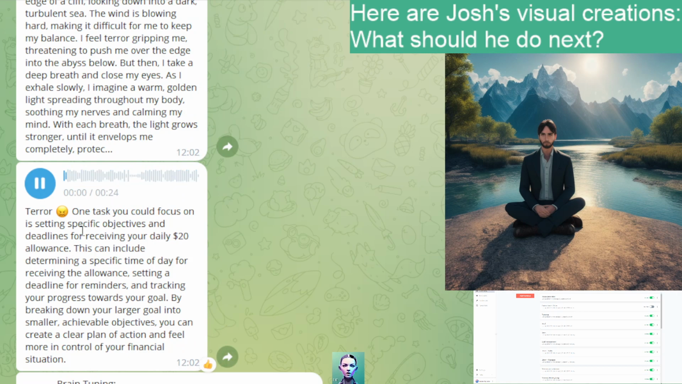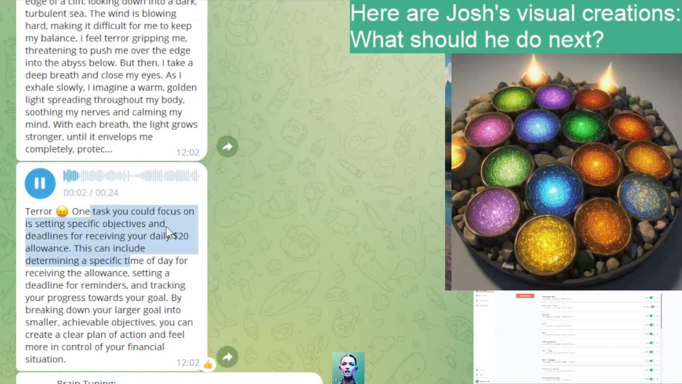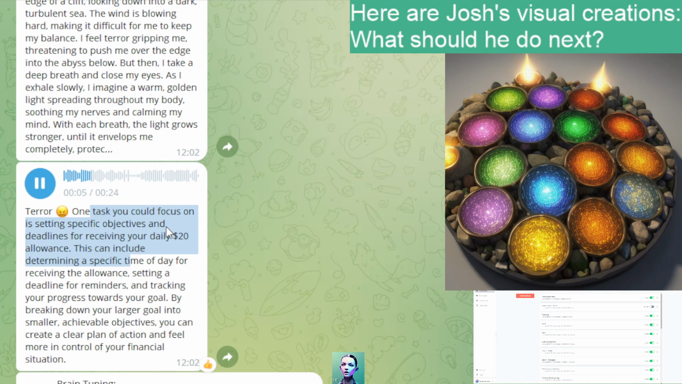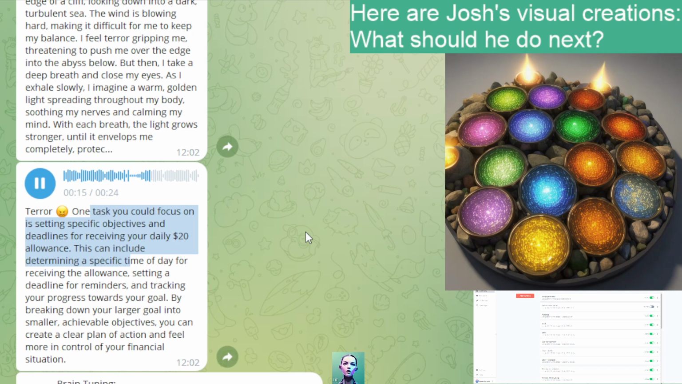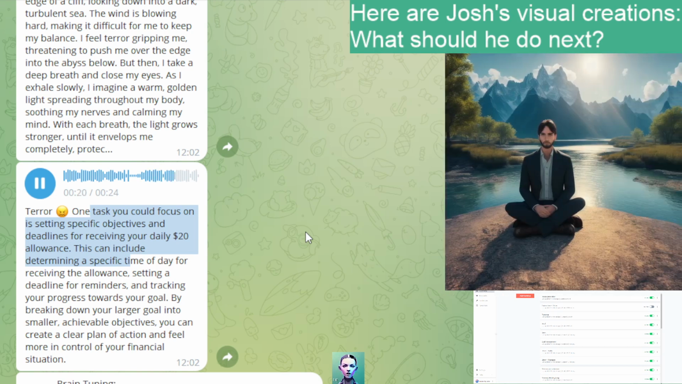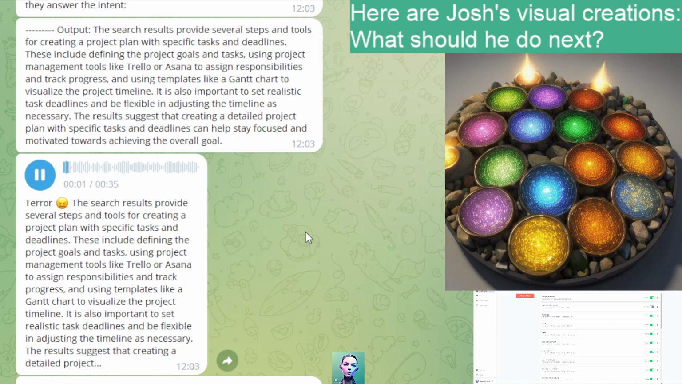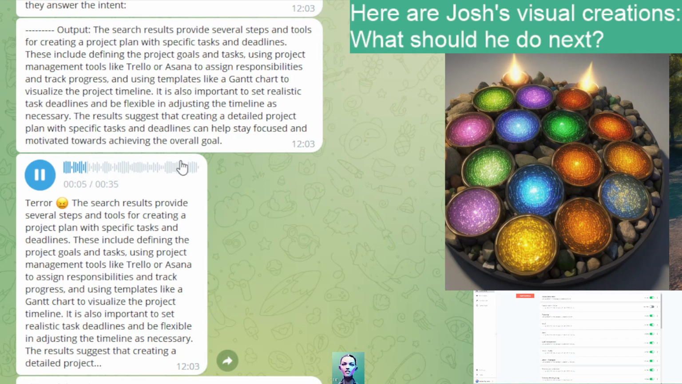One task you could focus on is setting specific objectives and deadlines for receiving your daily $20 allowance. This can include determining a specific time of day for receiving the allowance, setting a deadline for reminders, and tracking your progress towards your goal. By breaking down your larger goal into smaller, achievable objectives, you can create a clear plan of action and feel more in control of your financial situation. The search results provide several steps and tools for creating a project plan with specific tasks and deadlines.